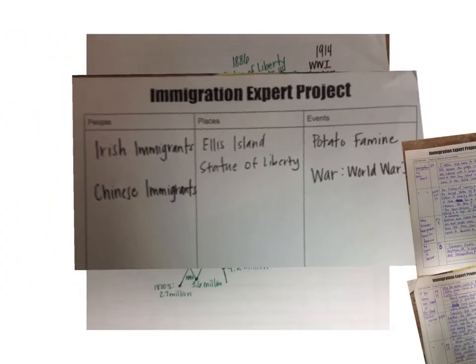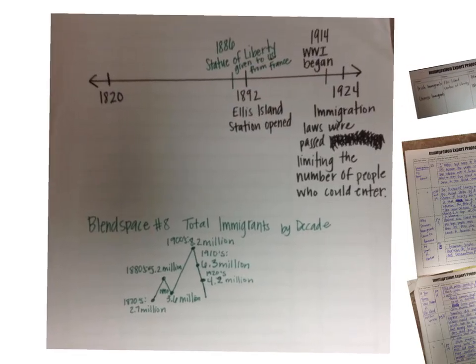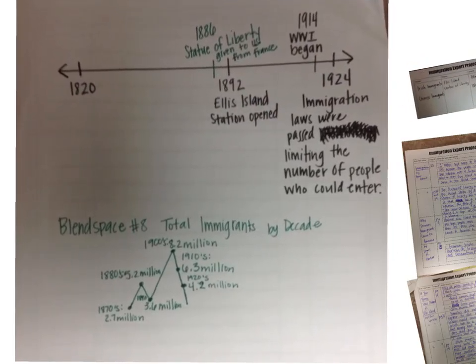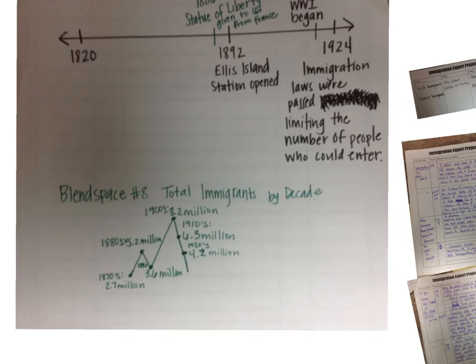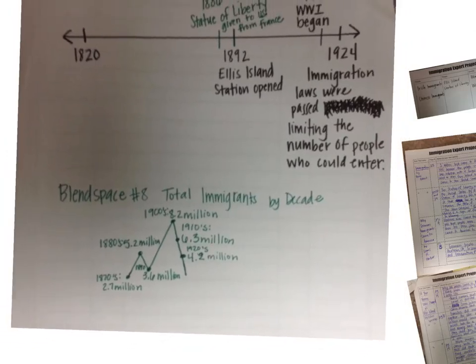My page on people, places, and events has Irish immigrants, Chinese immigrants, and I need to add to that German immigrants since I have notes on that. Places were Ellis Island and Statue of Liberty, and then events were the potato famine and World War I. And then on the back of my packet, I have a timeline, and then I also have a little grid that I made with dates and how many people came to America.